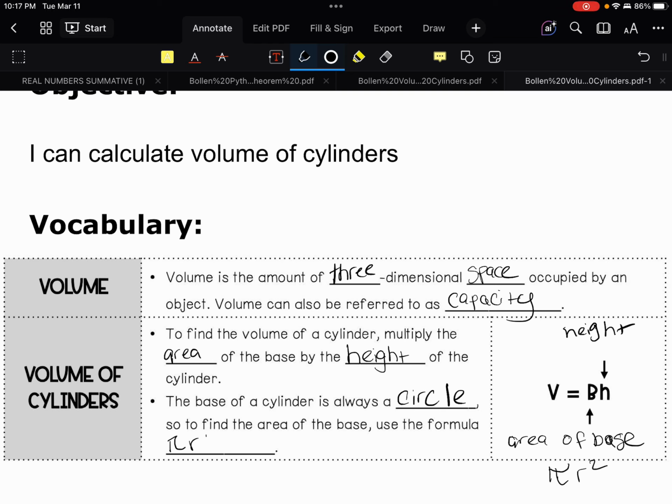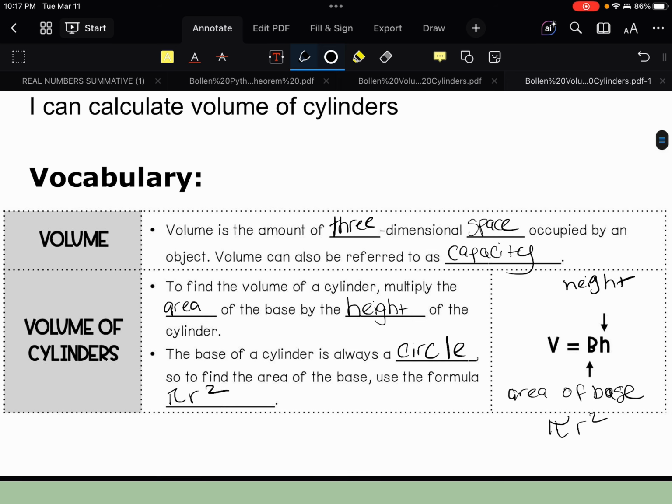So that area, we use the formula pi r squared. Go ahead and pause this. Get anything else you need to write down. So our final formula for volume would be: volume equals pi r squared times the height. That's our full formula for volume. You can also write that up here. Volume equals pi r squared times the height.